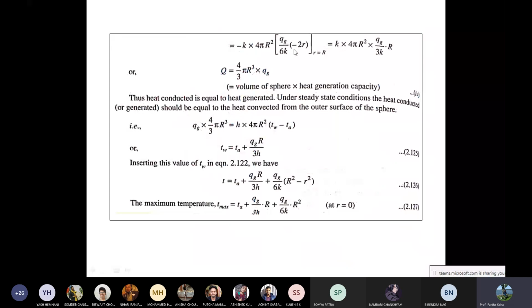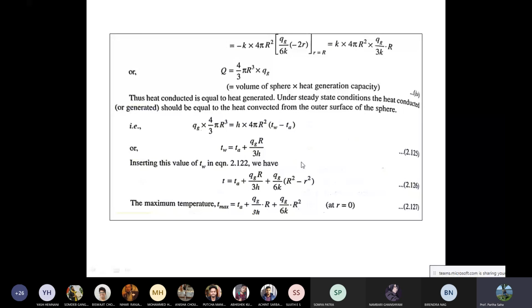And then if you put r equal to capital R, this term becomes like this. The amount of heat generated is equal to 4/3 pi R cubed qg, that is the volume of the sphere times the heat generation rate. The heat conducted is equal to the heat generated. And the heat dissipated is h 4 pi R squared (Tw minus Ta), because the area is 4 pi R squared, h is the convective heat transfer coefficient, and the heat is dissipated to the atmosphere by wall temperature minus atmospheric temperature. If you rearrange this, then Tw is equal to Ta plus qg R/3h.